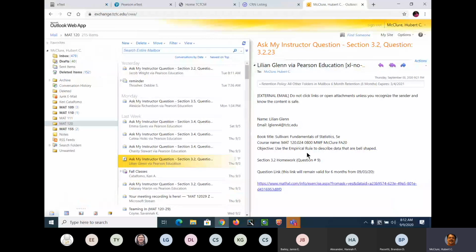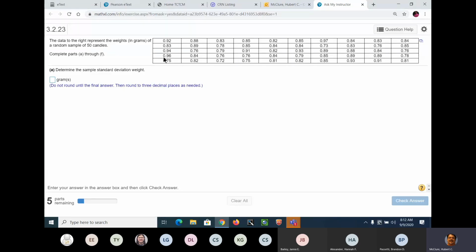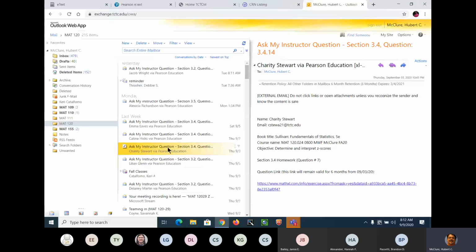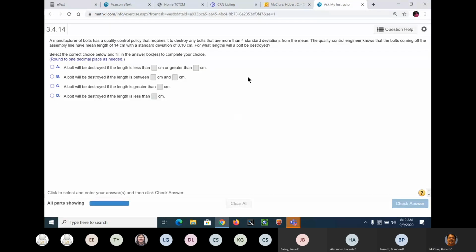3.2, this is 120-24. 3.2, number 9. Let's see what this one is. Trying to find one. Okay, that's that one with 50. Did we do that one? Yes. Okay, good. Because that one's awful. All right, let's try to find one that's a little bit easier, let's see, 3.4, 14/7. Okay, this one, I haven't seen this one, so I know we haven't done this one.